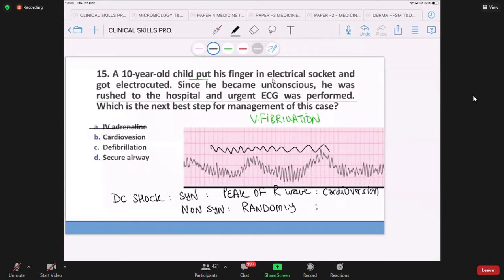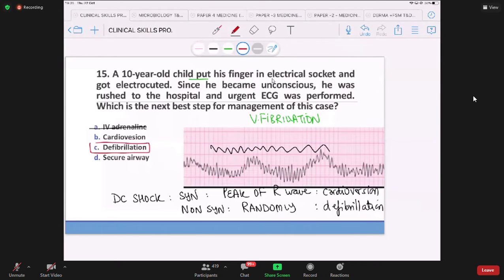The technical term that we use for non-synchronized DC shock is defibrillation. So I want you to understand that cardioversion and defibrillation are not the same. Cardioversion is used when the peak of the R wave can be identified. But in this arrhythmia, there is no identification of the peak of the R wave. The correct answer to this question is defibrillation.